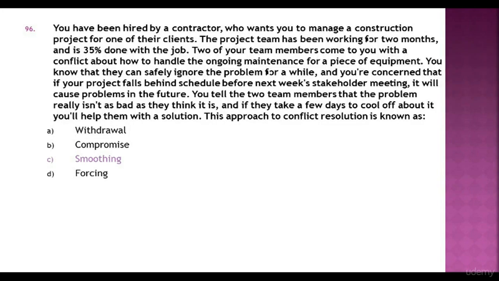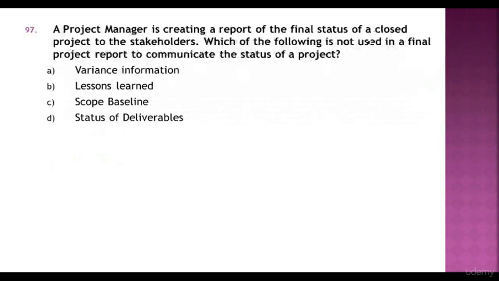Answer C is the correct choice. Smoothing. Question 97. A project manager is creating a report of the final status of a closed project to the stakeholders. Which of the following is not used in a final project report to communicate the status of a project? Variance information, lessons learned, scope baseline, status of deliverables. Answer C is the correct choice. Scope baseline.